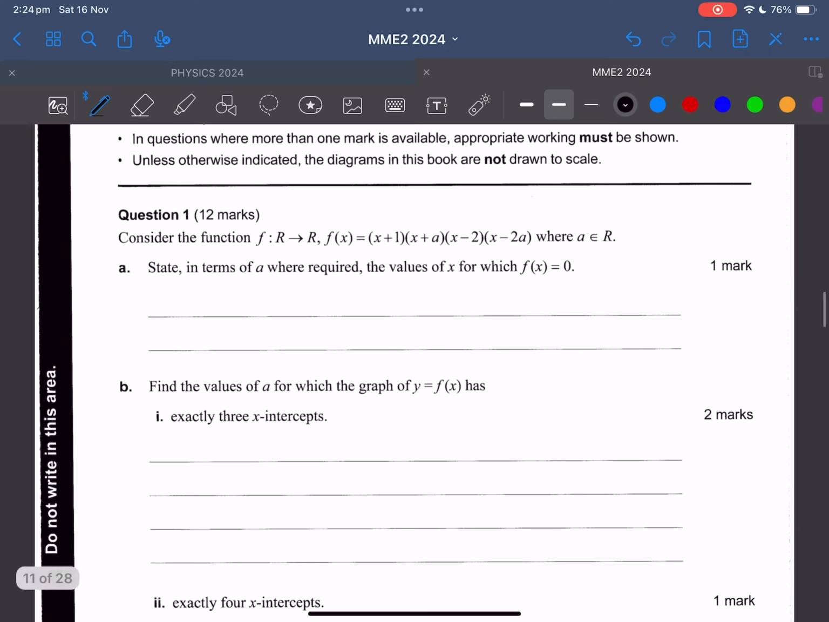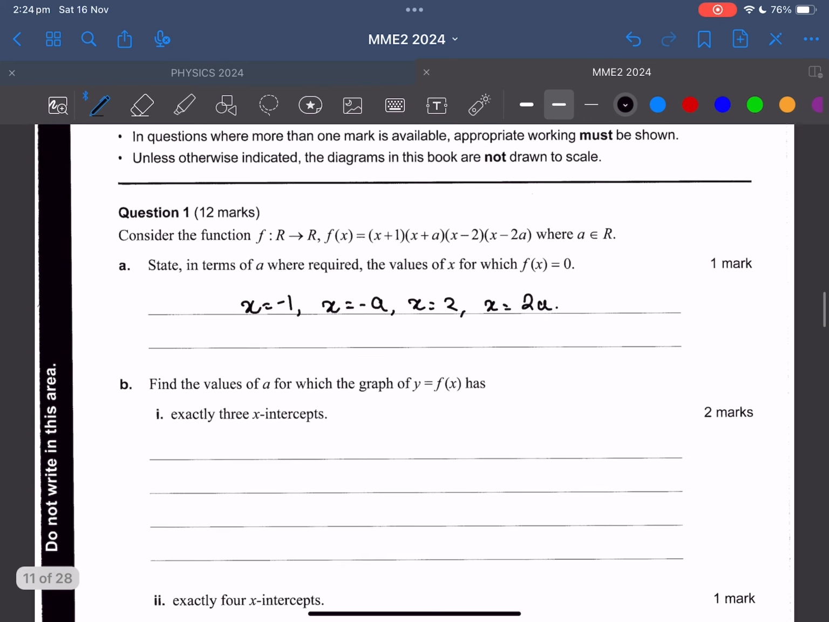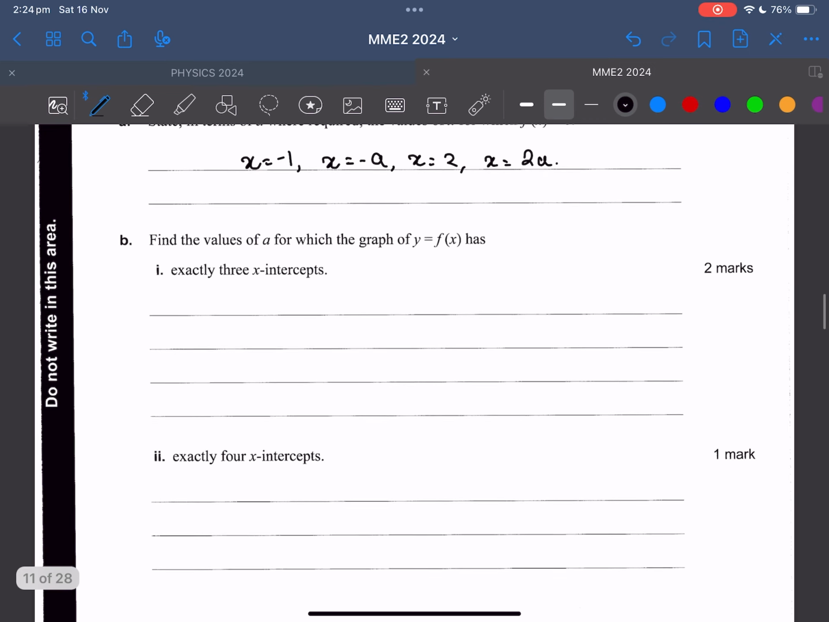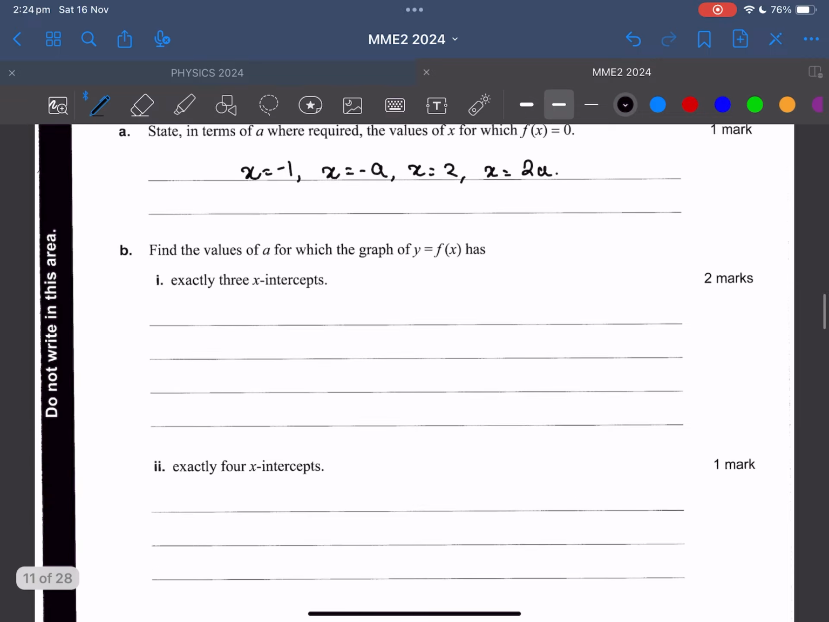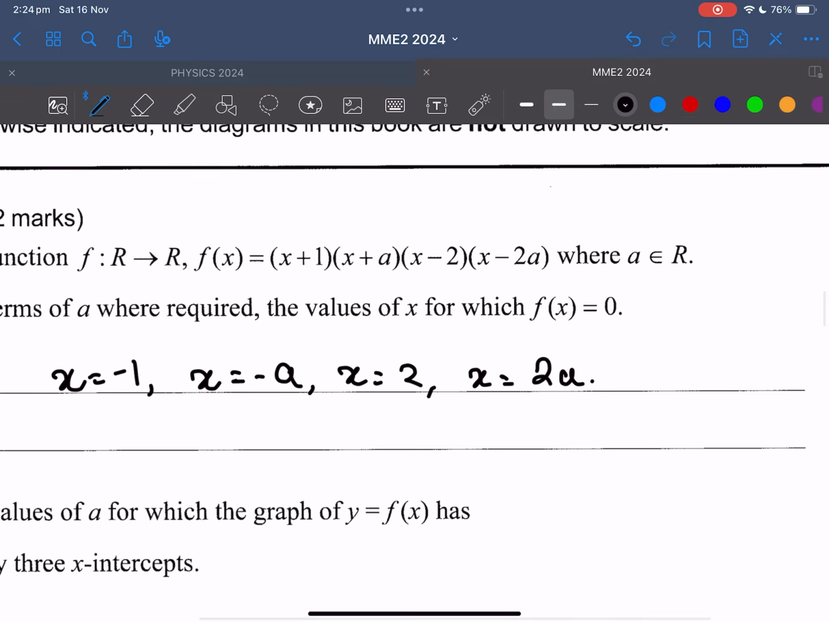So let's do that. So x is equal to -1, x is equal to -a, x is equal to 2, and x is equal to 2a. Okay? Find the values of a for which the graph of y equals f of x has exactly 3 intercepts. Okay, so for this, now notice how this and this are always going to be a solution. So we already have 2 fixed solutions, right? So how can we only get 3 if we have 2 solutions already done?